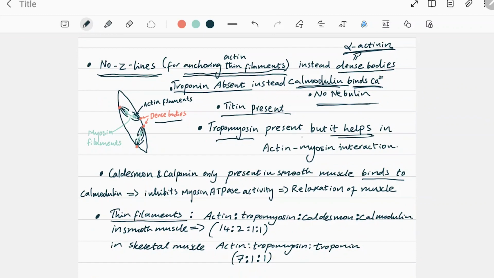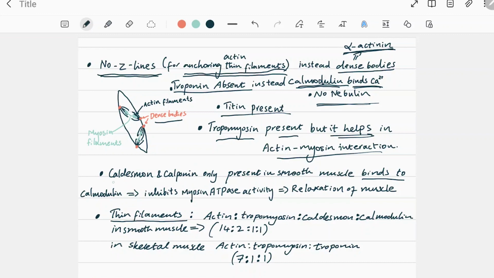Now, tropomyosin is also present, but it helps in actin-myosin interaction. It does not inhibit the interaction. Remember, in skeletal muscle, tropomyosin used to make sure that the myosin doesn't even get the idea of coming close to the actin. So tropomyosin in this case is something that's going to help in the actin and myosin interaction. This is a very important point. Tropomyosin is going to help in actin-myosin interaction.